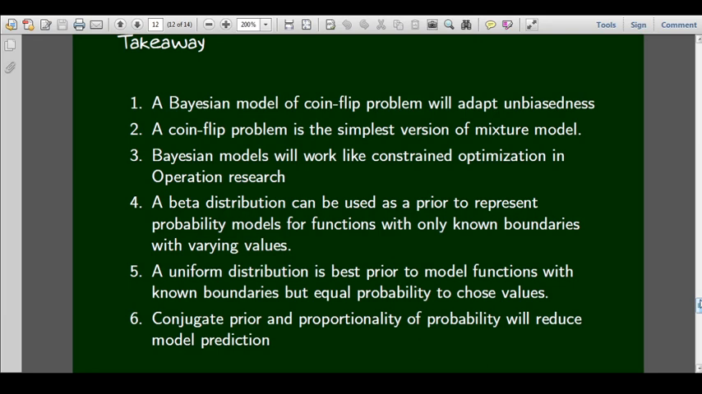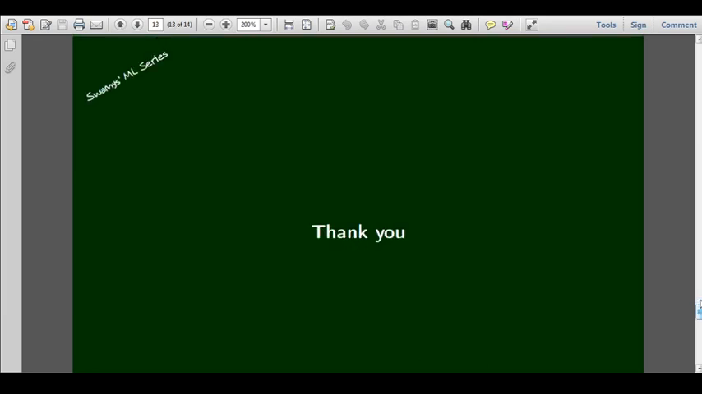Okay. Last one, the conjugate prior and proportionality of probability will reduce model prediction effort. That means the use of a conjugate prior will reduce the work. Once you know the prior distribution is a conjugate prior, then the posterior distribution will also follow the same distribution. That knowledge will reduce our labor. That's all. Okay, thank you very much.